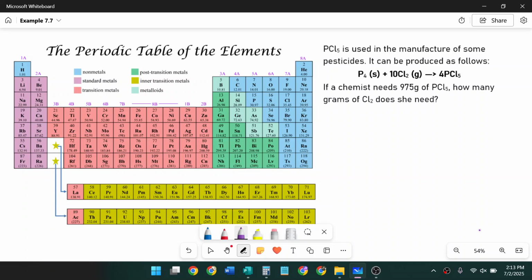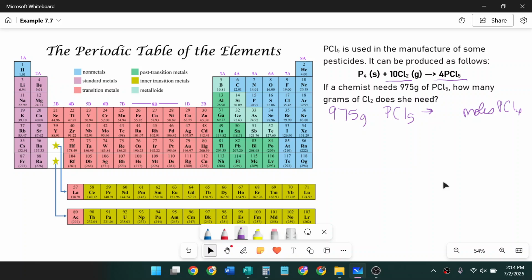All right, so we know how many grams we want of this. We want 975 grams of PCl5. But what we don't know is how many grams we need of the Cl2. This formula does not give us how many grams we're using of each. What it gives us is how many moles we're using of each. So like 1 mole of P4 plus 10 moles of Cl2 gives us 4 moles of PCl5. So what we need to do is convert this into moles of PCl5, and then we can go from there. So let's start by doing that first.